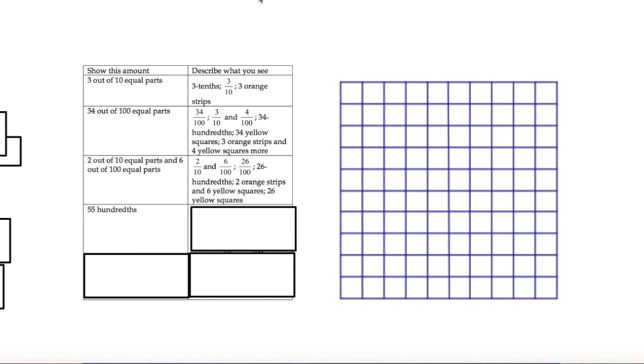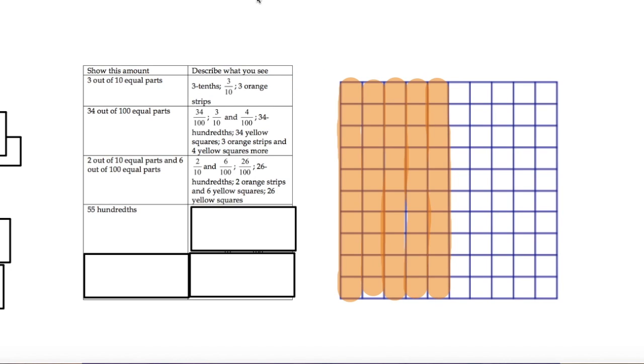55/100ths. How would we color it in? I could certainly color in 55 little squares. That would take me a long time though. So instead, I choose to color my tenths first. 1/10, which is equal to 10/100ths. 2/10, or 20/100ths. 3/10, or 30/100ths. 4/10, or 40/100ths. 5/10, or 50/100ths.